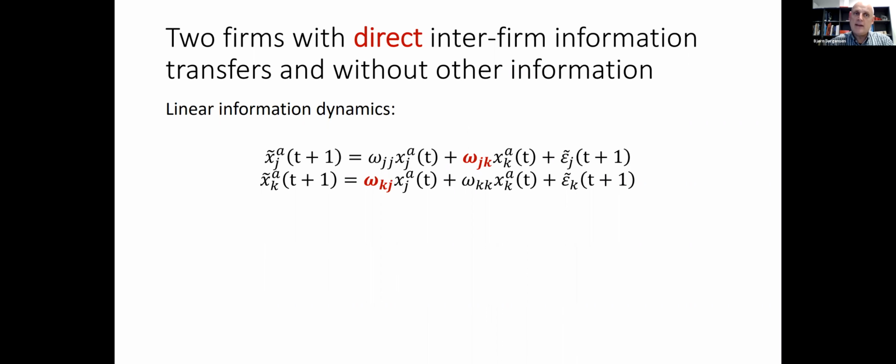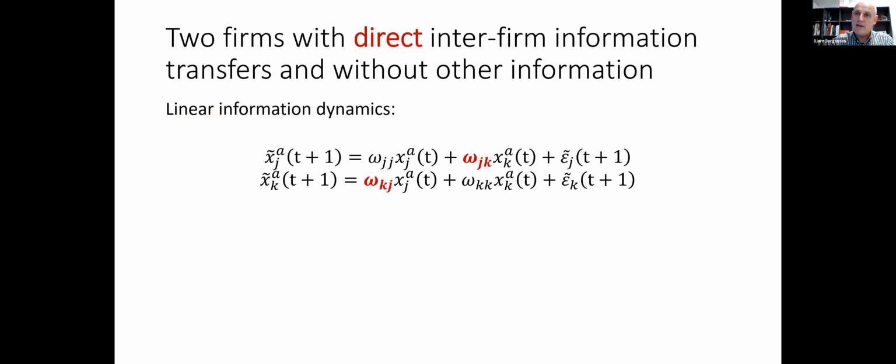Firm J's abnormal earnings, on the left-hand side, X superscript A subscript J, evolves over time based on its own previous abnormal earnings with the coefficient omega JJ that is not in red. But what we do is add the possibility that the other firm's abnormal earnings, X^A_K at time t, helps predict firm J's abnormal earnings in the next period. That's the coefficient in red, omega subscript JK, and we call this direct interfirm information transfers. Then we abstract initially from any other information just to see the effect of having 2 firms.